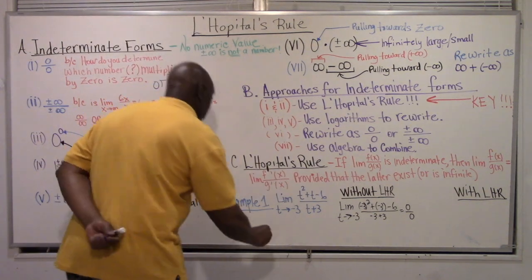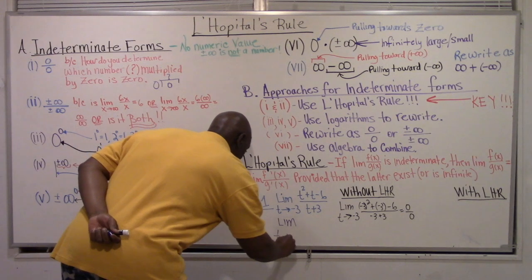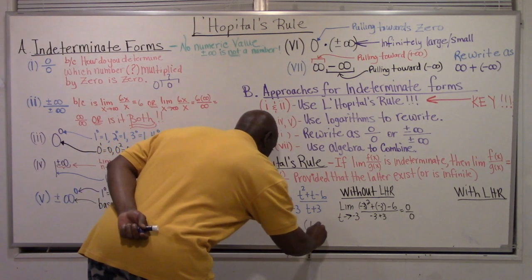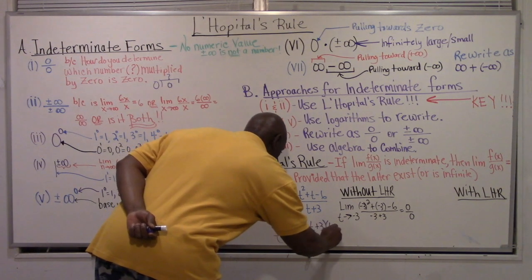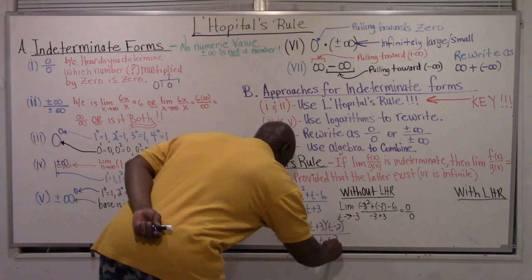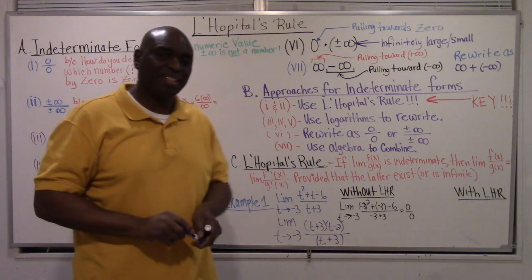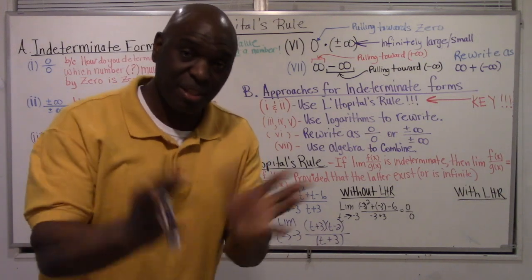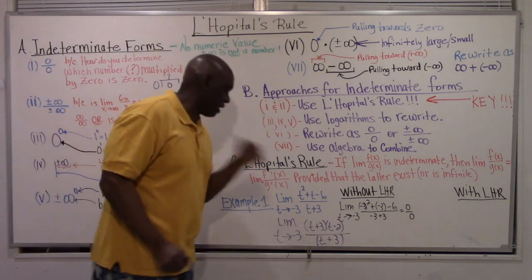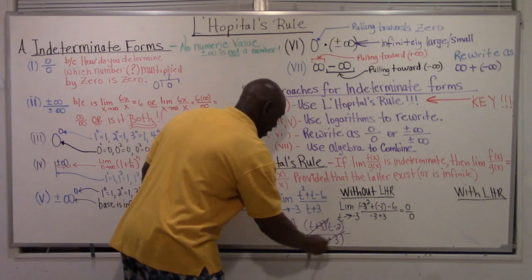Let me factor this numerator. So now I'm going to have the limit as t goes to negative 3 of t plus 3 times t minus 2 divided by t plus 3. See that? That's factoring, or the cancellation method. You have to factor in order to cancel. What cancels here? Obviously, t plus 3.